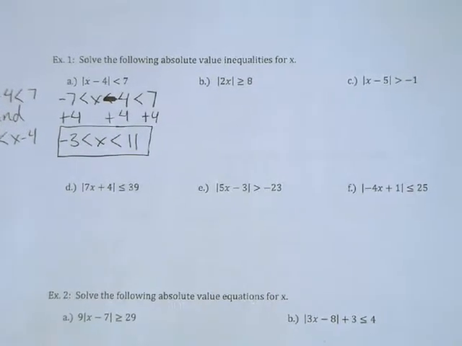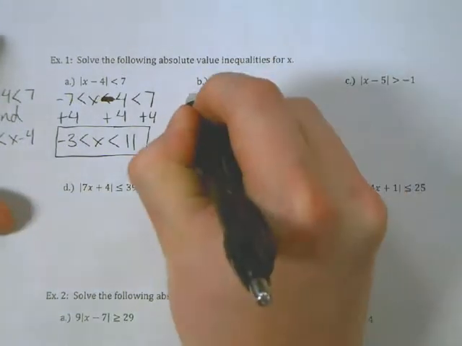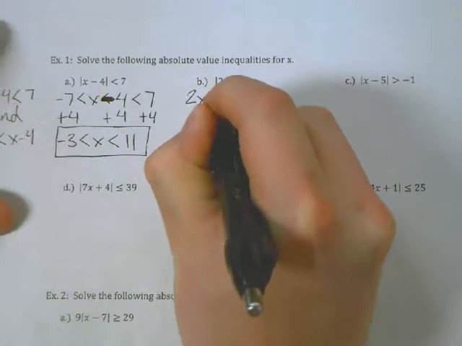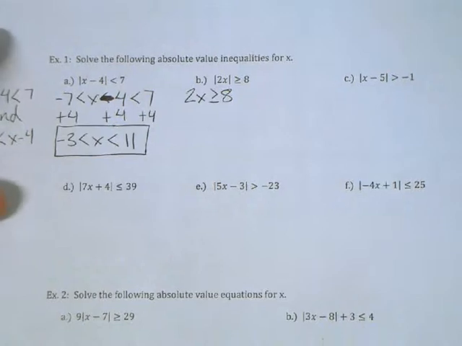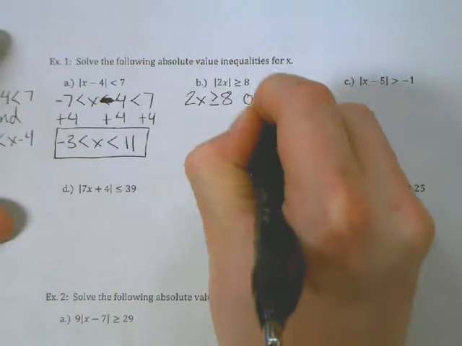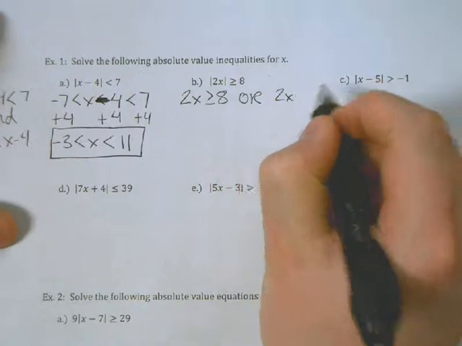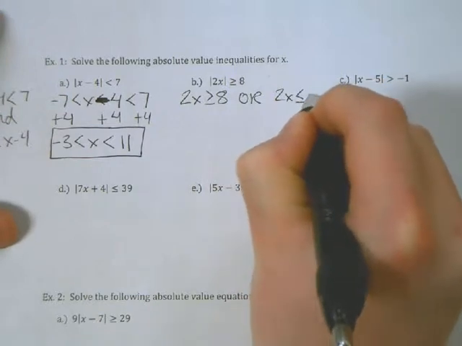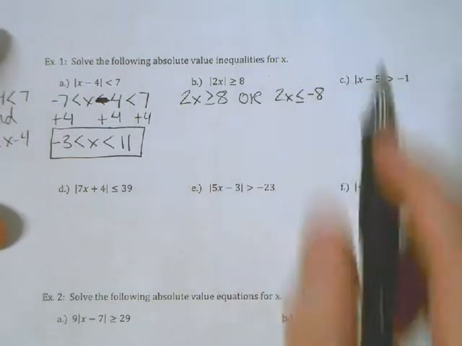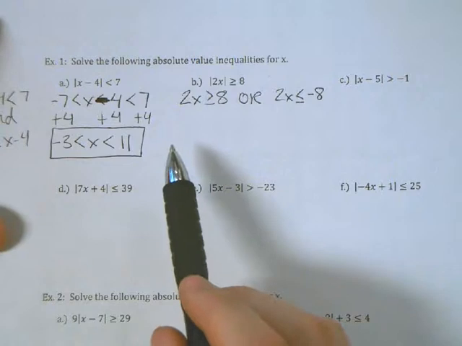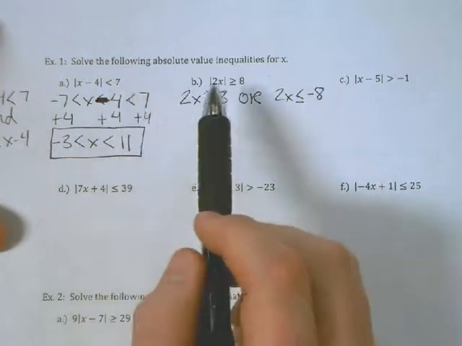So pay attention to how you're going to need to write this. You take what's in the absolute value, you take the sign, and you take the other number. So 2x is greater than 8. Or 2x, this is where it gets tricky, you change the inequality sign and you make the number negative. It's "and" if there's a less than sign, it's "or" if there's a greater than sign.